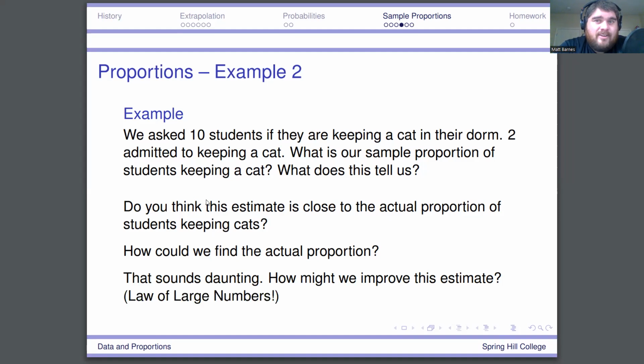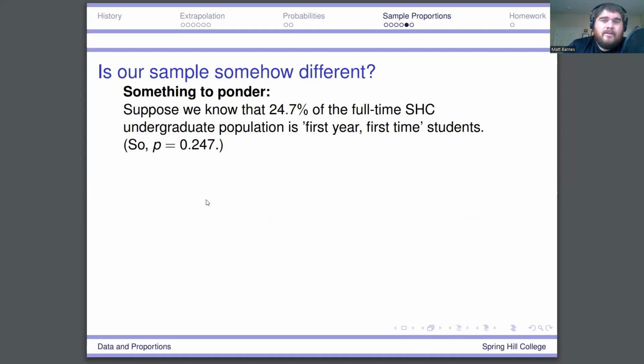Now, increasing the sample size, that's called the law of large numbers. The bigger sample we take, the closer to our actual proportion we get, so that is always something to keep in mind. If you can take a bigger sample, I definitely would.